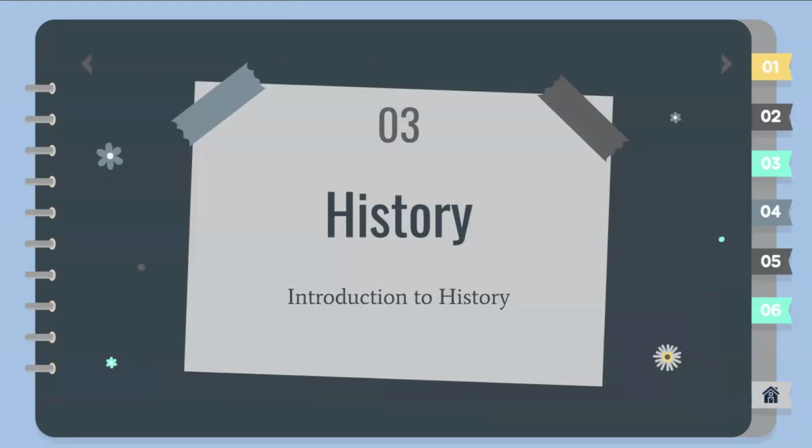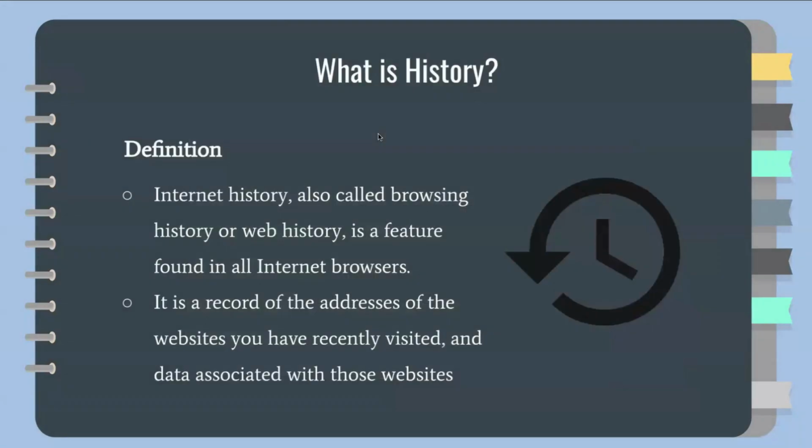Moving on to history. What is history? The definition is: internet history, also called browsing history or web history, is a feature found in all internet browsers. It's a record of the addresses of the websites you have visited recently and data associated with those websites.